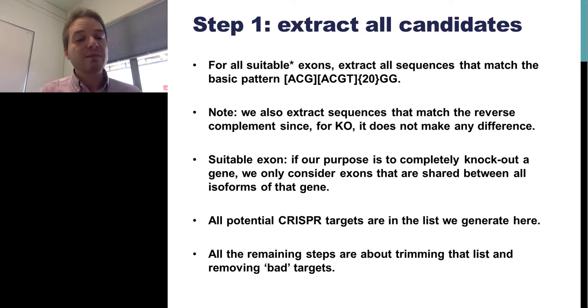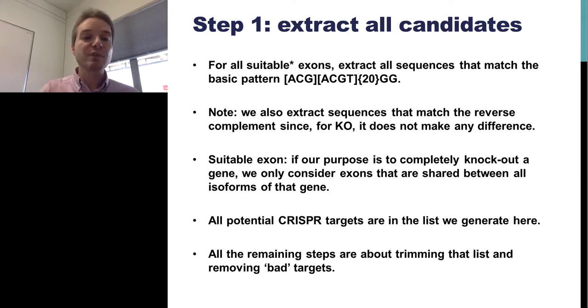By suitable exon, I mean that here we want to knock out a gene. So we're only going to consider exons that are shared between all the isoforms of that gene, because we want to knock out all the different versions of that gene. Of course, for different applications, that rule might change, but in the case of knocking out a gene, that's a very important criterion we have to take into account.